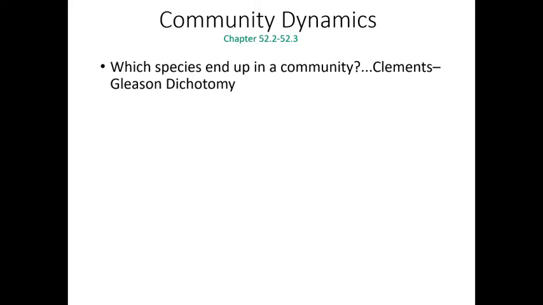So, which species ultimately end up in the community? All right, we've talked about how species interact. We've talked about how many species there are and the relative abundance of species, but who actually ends up in these different types of communities? So your book talks about Clements and the Clements-Gleason dichotomy. Essentially, these are two different scientists with relatively opposing hypotheses about who ends up in a community.